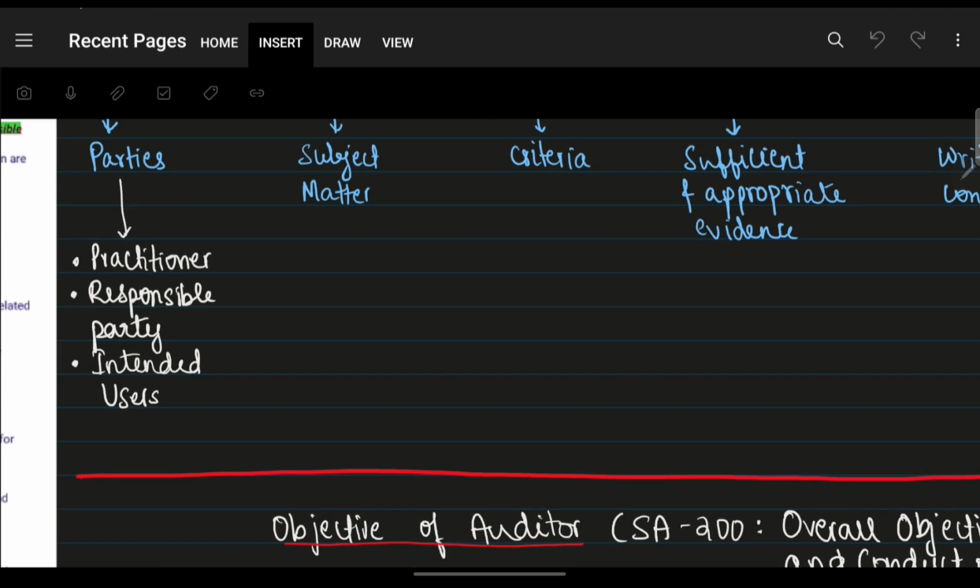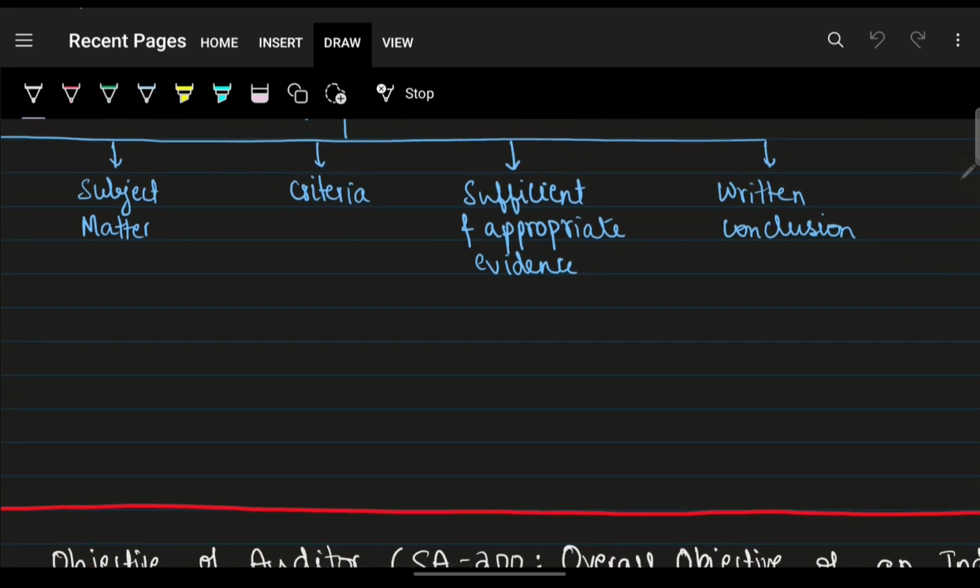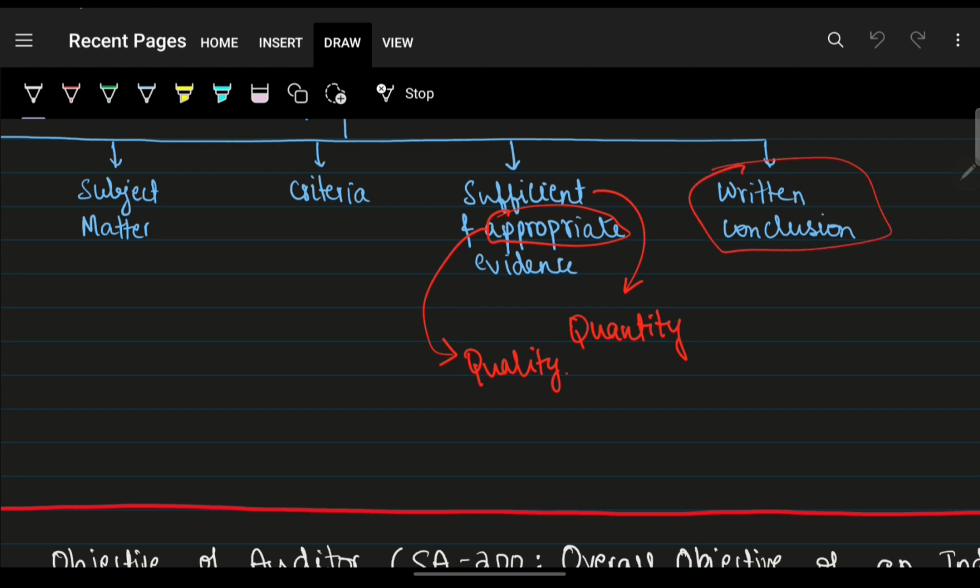Next, the criteria is whatever guidelines or rules or regulation that is applicable for the preparation of that subject matter. And lastly, last but one is the sufficient and appropriate evidence. What does sufficient mean? Sufficient means whether there's enough quantity. Appropriate means whether there's enough quality, right? So that is all that we have to remember and write in our answers. And then a written conclusion is given by the practitioner to the intended user.